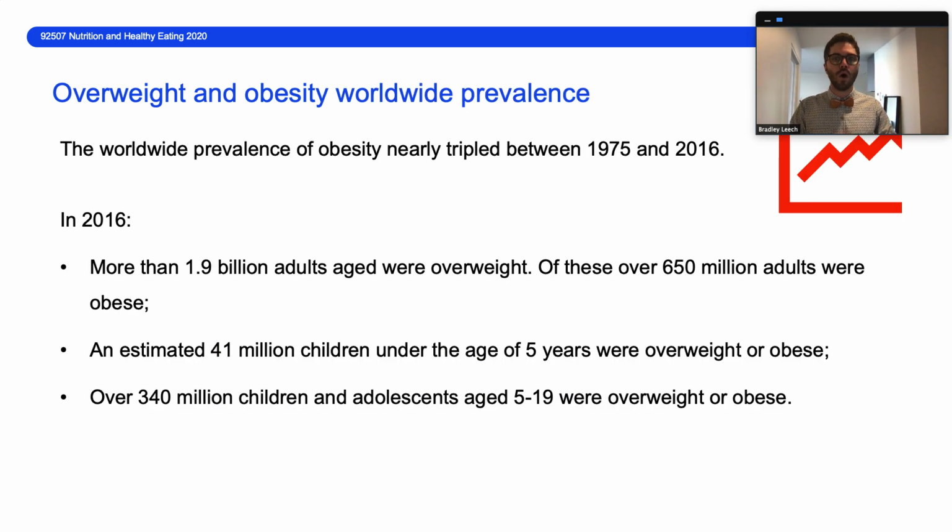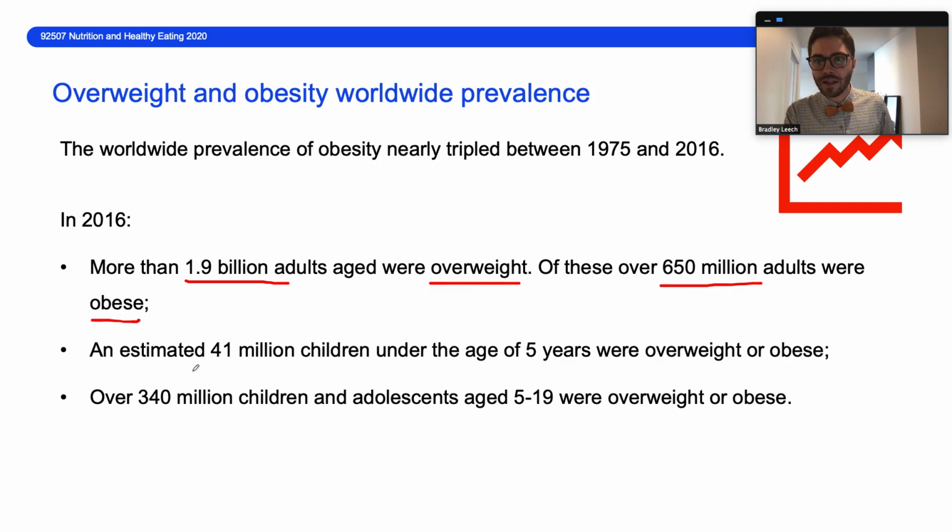Overweight and obesity worldwide prevalence. Okay, so the worldwide prevalence of obesity has nearly tripled between 1975 and 2016. Tripled. That is a lot. In 2016, more than 1.9 billion adults were overweight. Of these, 650 million were obese. That is a lot of fat in our society.